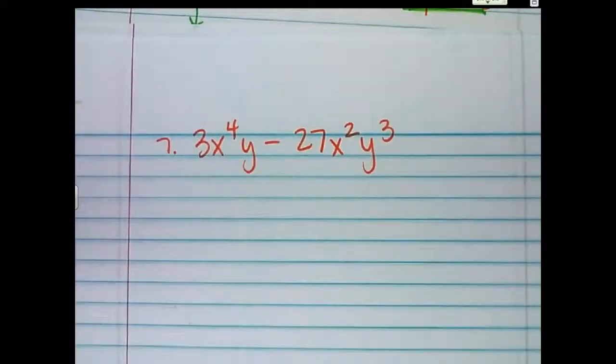Okay, so I want you to first look for GCF, and then after you do that, I want you to try and factor it. Look for GCF first, and then try to factor it.